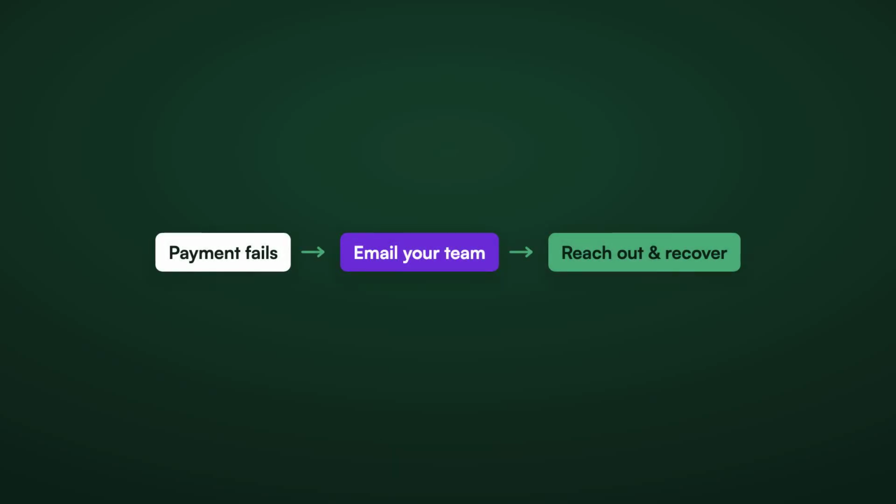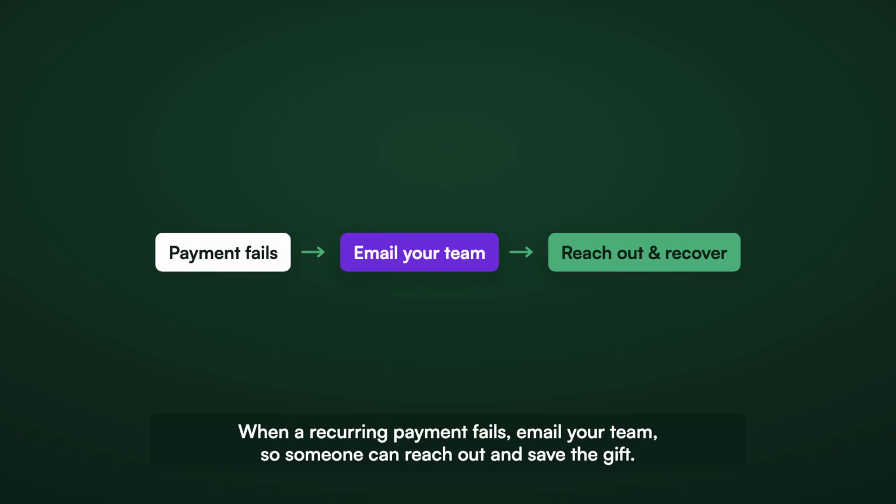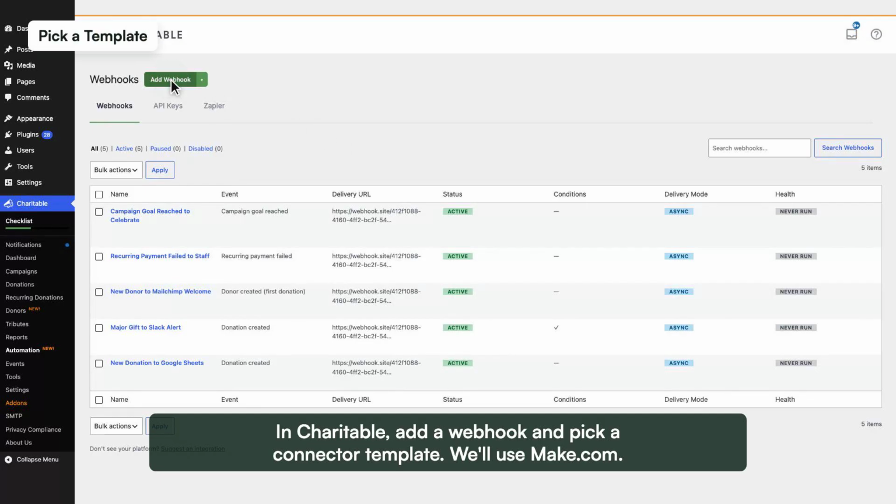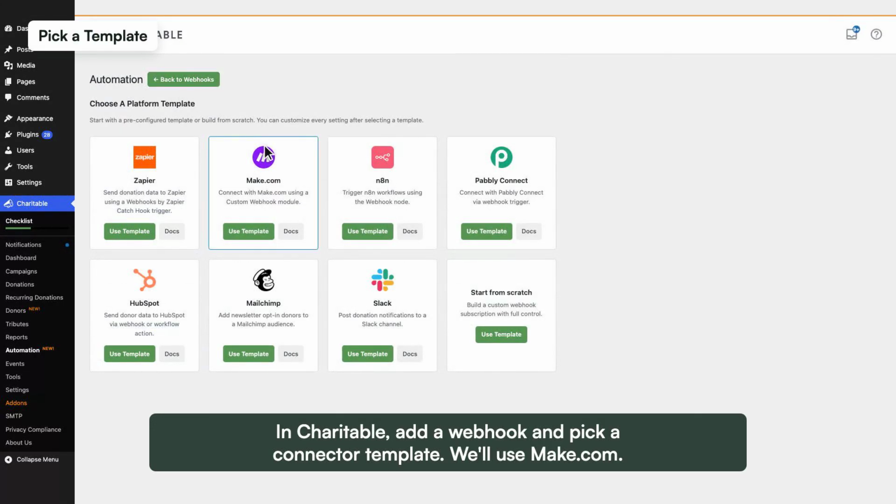Let's catch it. Here's the plan. When a recurring payment fails, email your team so someone can reach out and save the gift. In Charitable, add a webhook and pick a connector template. We'll use make.com.